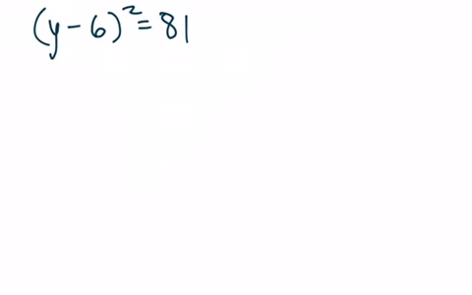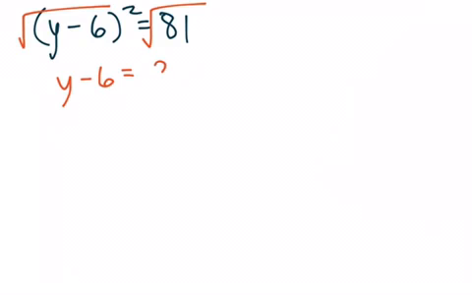Now we're going to use something called the square root property. That just means that since I have a square right there, this being squared, I'm going to take the square root of both sides. This doesn't have to be a perfect square, but we know with equations, whatever I do to one side of the equation, I'm going to do to the other side. So, find the square root of both sides.